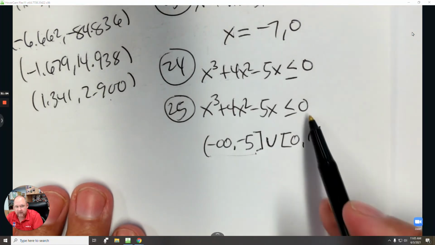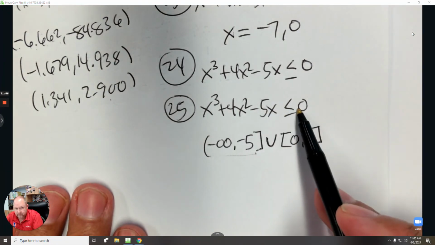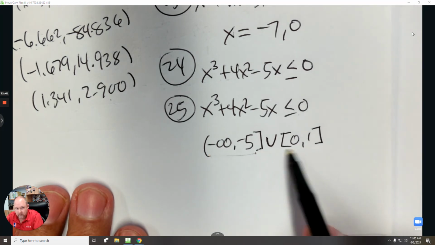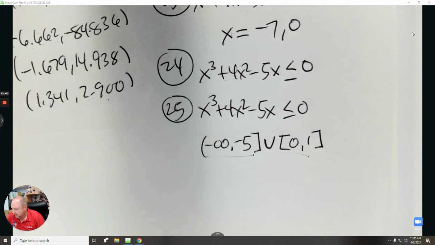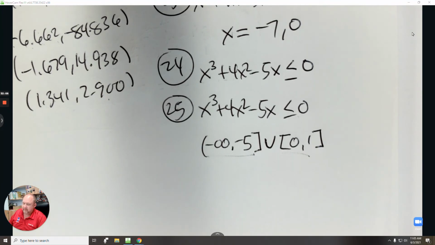So this is asking, where is the graph below? Where is it negative? Where is it below the axes? So here is where the function is negative. All right, 26. Two more left.